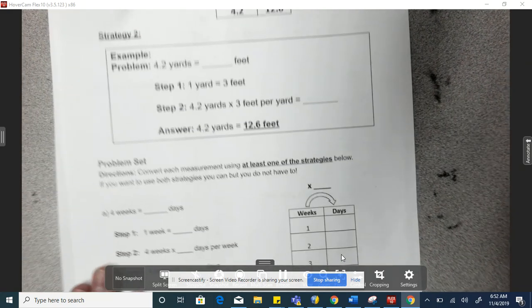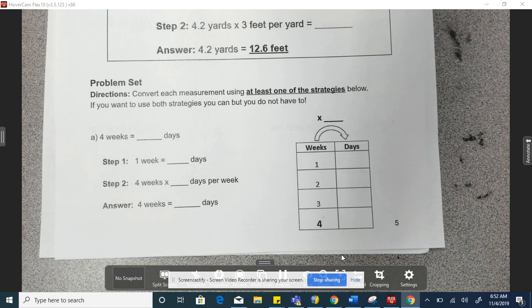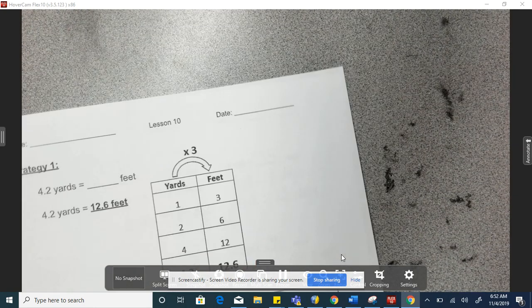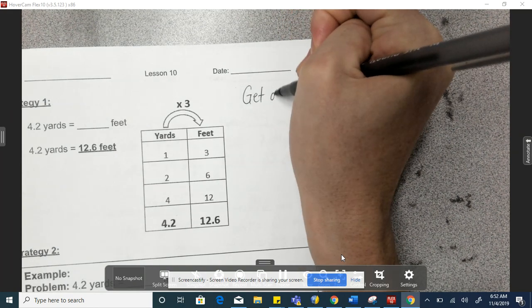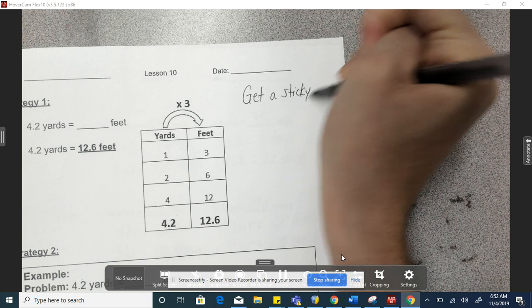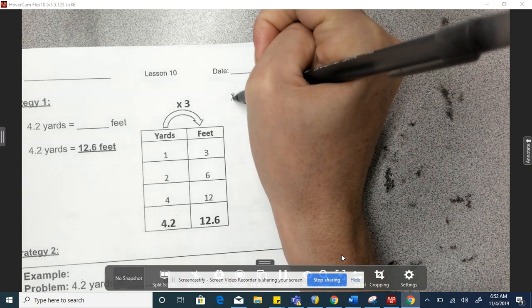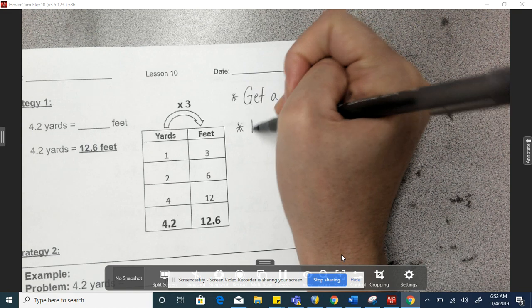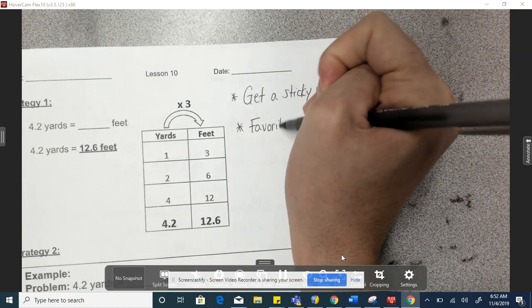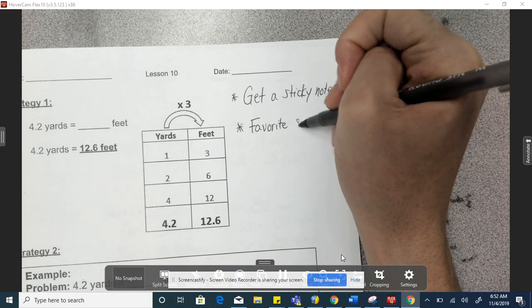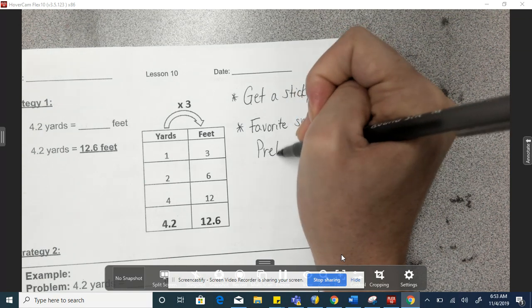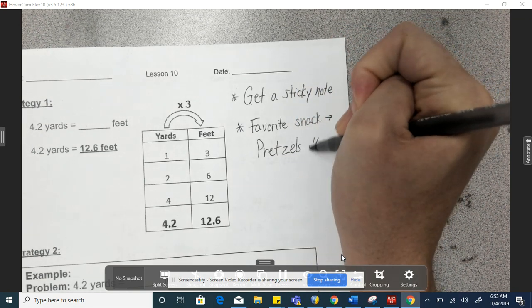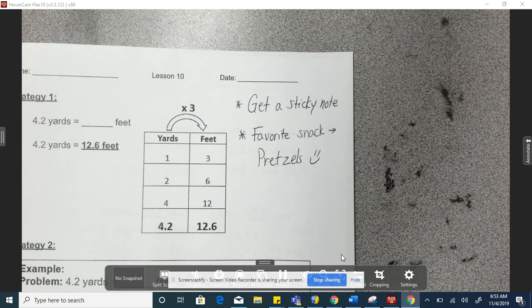You do need to do the problem set down here. And let's see. If you're watching this video, you'll be able to see. Get a sticky note. And let's have our favorite snack. Mine is pretzels. If I want a treat, I get chocolate pretzels. So make sure you got a sticky note and you write down your favorite snack, and don't forget your name.